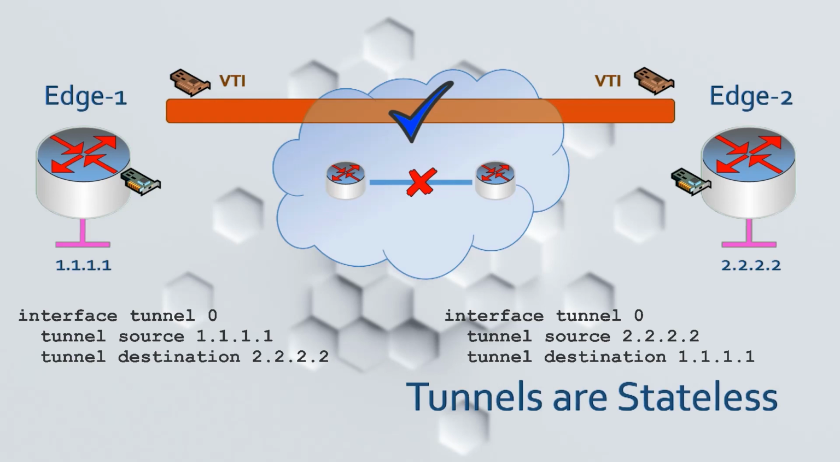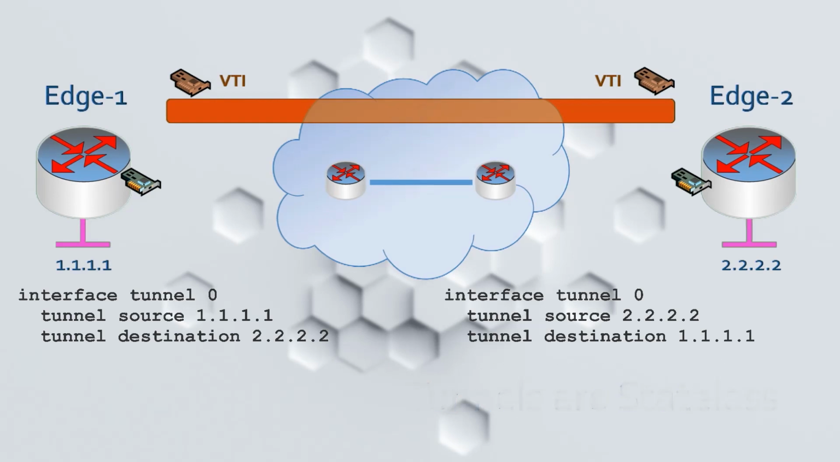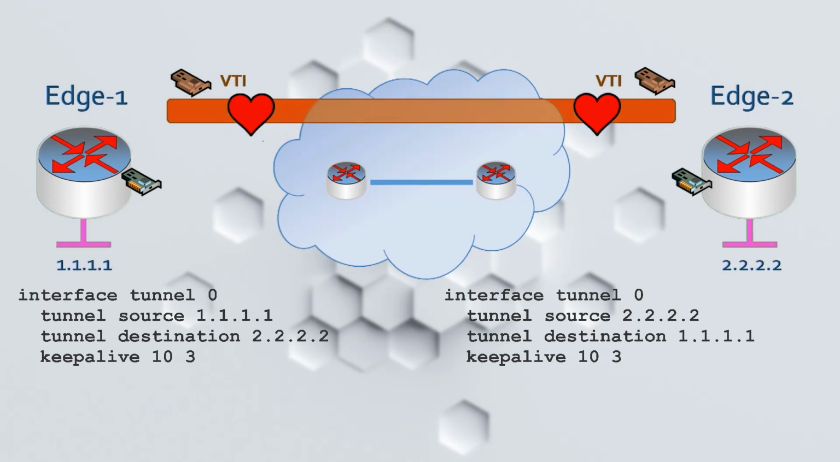The solution here is to use Keepalives. Configuring Keepalives causes the router to send heartbeats across the tunnel, verifying that the tunnel is up. If enough Keepalives go missing, the router will consider the tunnel to be down.